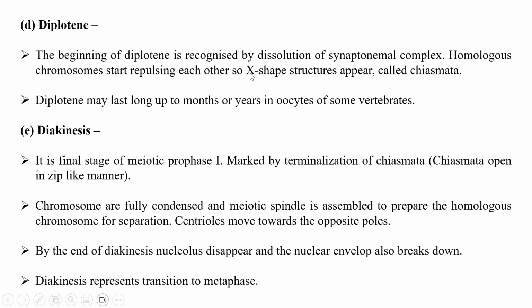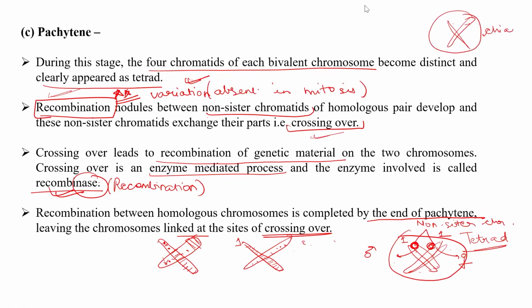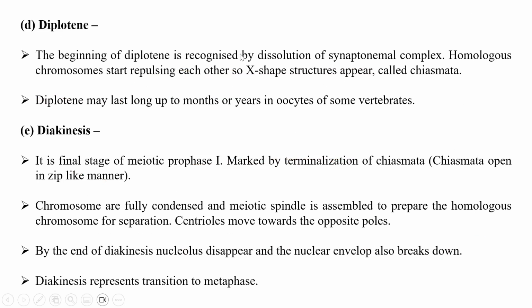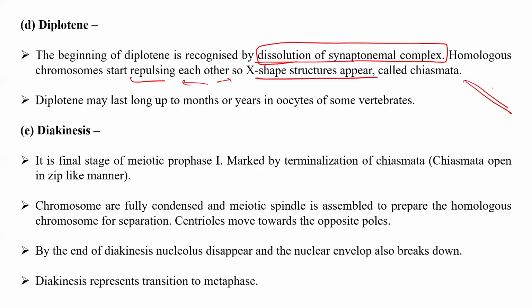So the beginning of diplotene is characterized by the dissolution of the synaptonemal complex. Homologous chromosomes start separating. Such a structure appears during the diplotene stage. So before that, both the homologous chromosomes are linked together, but the beginning of the diplotene stage is characterized by the dissolution of the synaptonemal complex. So the synaptonemal complex dissolves and it results in the repulsion of both the chromosomes from each other, so that the X-shaped structure appears. So both the chromosomes repel each other and an X-shaped structure is formed.